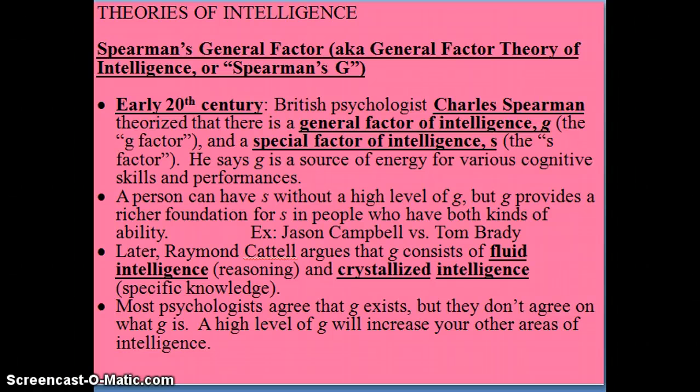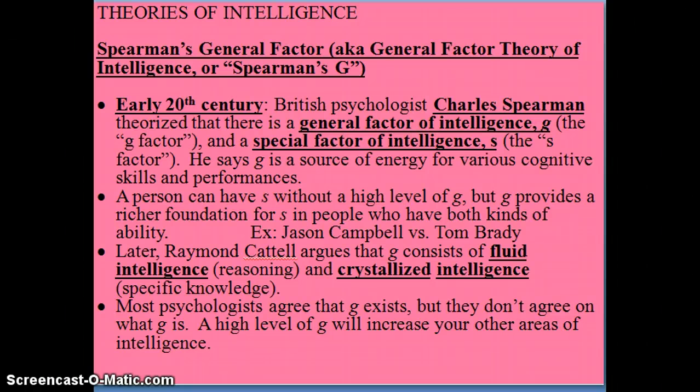We also have a special factor of intelligence, the S factor, and that's going to be your specific talents or skills that you have at any one given area. Spearman says that you can have S, a special intelligence, without having a high general intelligence. But if you have high general intelligence, you're going to have better special intelligence.